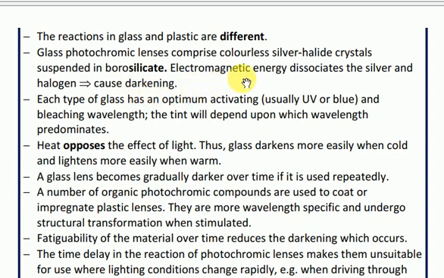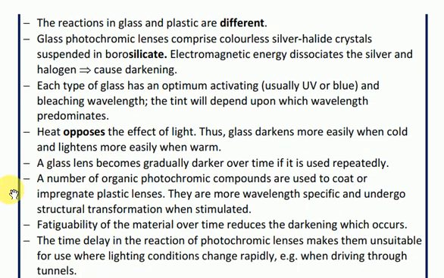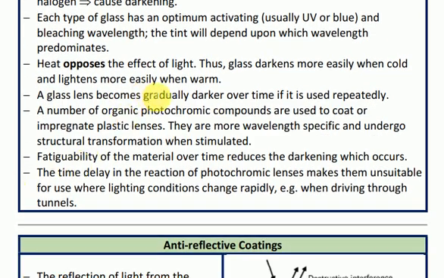So electromagnetic energy dissociates this silver and halogen, and that's why darkening occurs in glass photochromic lenses. Each type of glass has an optimum activating, usually ultraviolet or blue, and bleaching wavelength. The tint will depend upon which wavelength predominates. Heat opposes the effect of light. Thus, glass darkens more easily when cold and lightens more easily when warm. A glass lens becomes gradually darker over time if it is used repeatedly.